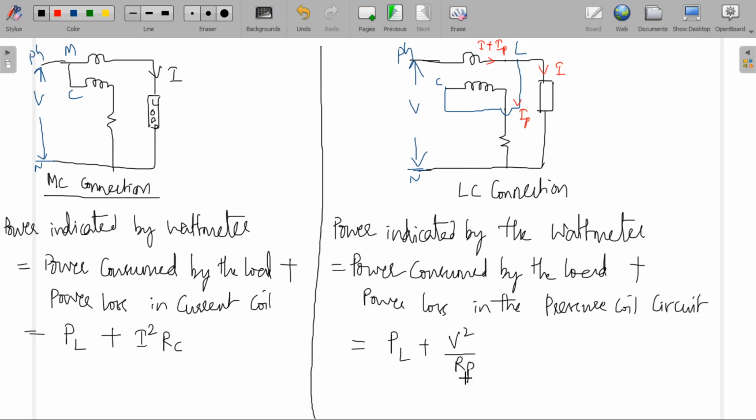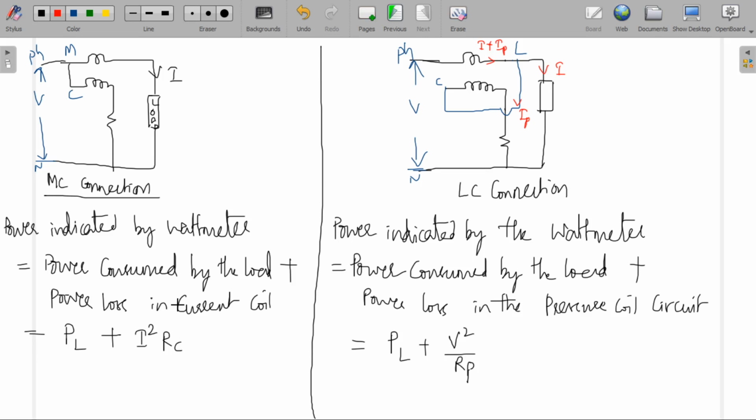Power loss in the pressure coil circuit is V square by RP, or IP square into RP. Now, if the load current is high, this power loss will be more. If the load current is low, what about the power loss? Power loss will be less.